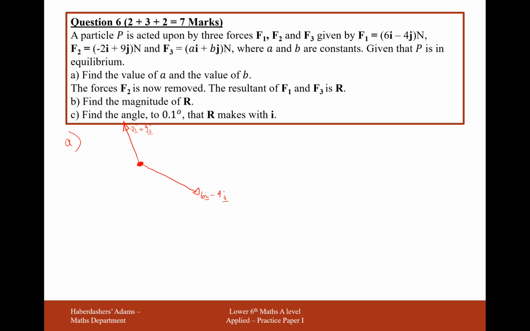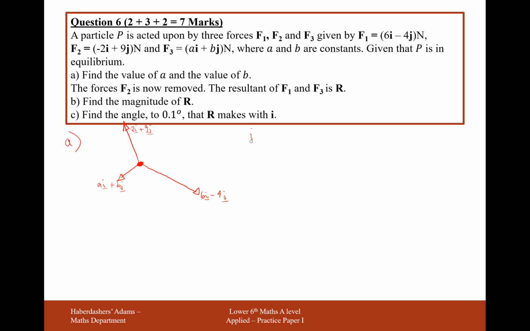And then F3 is going to be acting in some direction, maybe down here, not too sure, to balance out all these forces. So let's just draw it here. I don't quite know where it would be. So it would be ai plus bj. What must happen here is that all of the i forces must balance out to make a 0, and all of the j forces up and down must balance out to make a 0 as well.